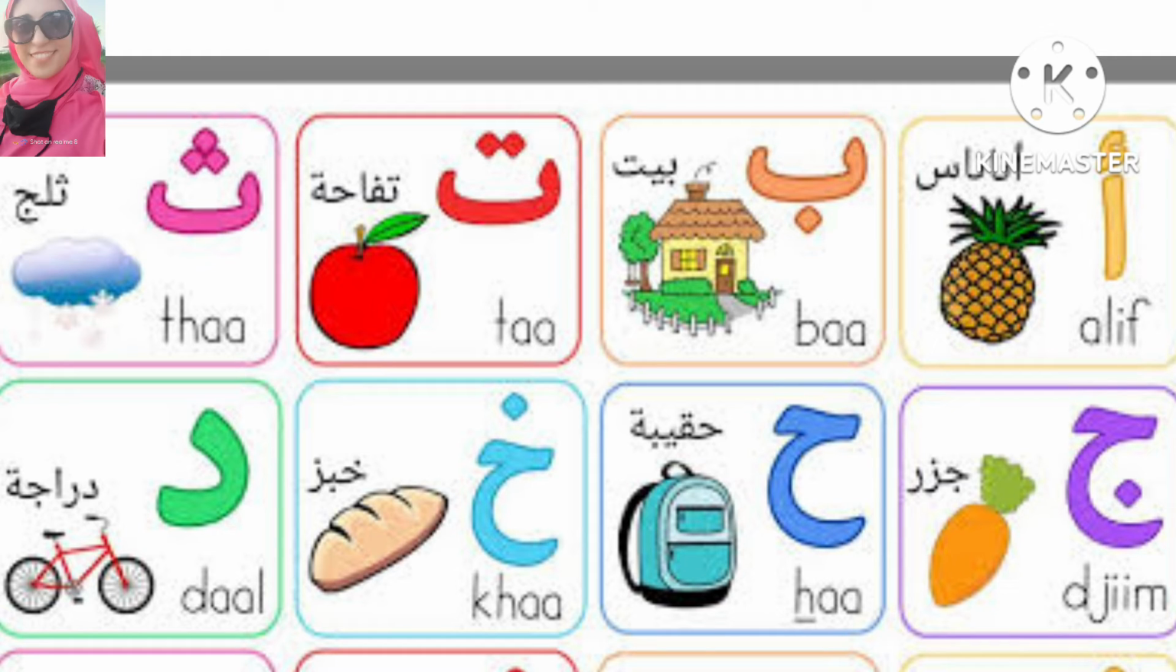Letter number 4 is ثاء, pronounced as ثاء like ثلج, which means ice. For example, ice in Arabic is called ثلج. The next letter is called جيم. For example, carrot in Arabic is called جزر.